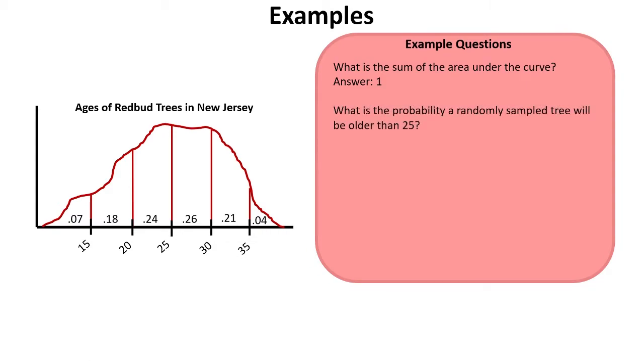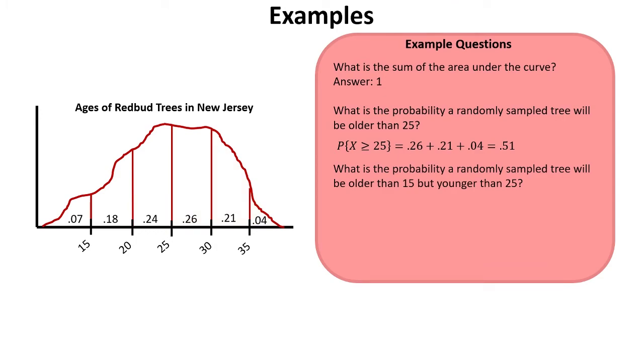So what if we asked, what's the probability that a randomly sampled tree will be older than 25? So we'll be in this region here. If we wanted to know what that would be, we would have to sum up or integrate from 25 all the way to infinity. And in this case, that would just be adding 0.26, 0.21, and 0.04 together, which would be 0.51. So this yellow is the area under the curve, and these are the numbers that correspond with it.